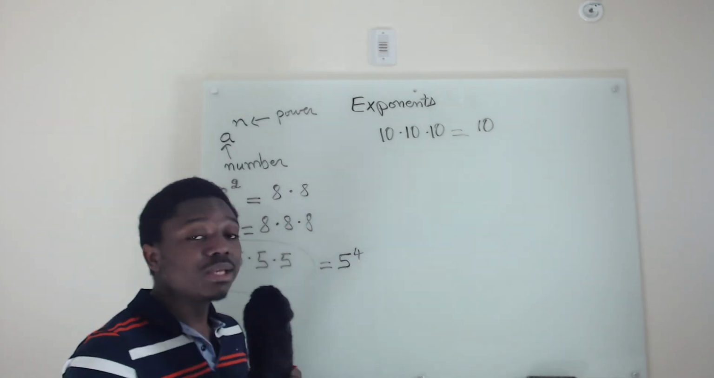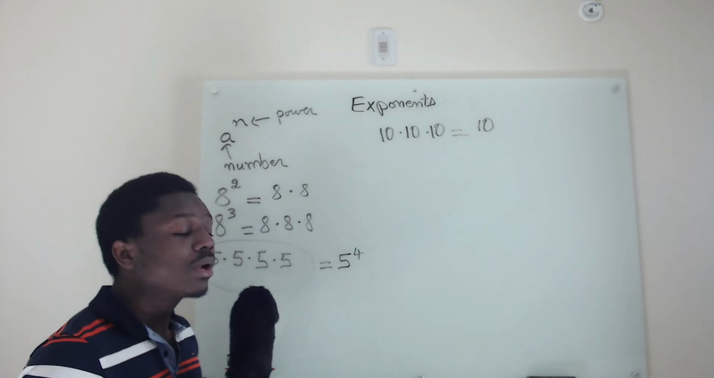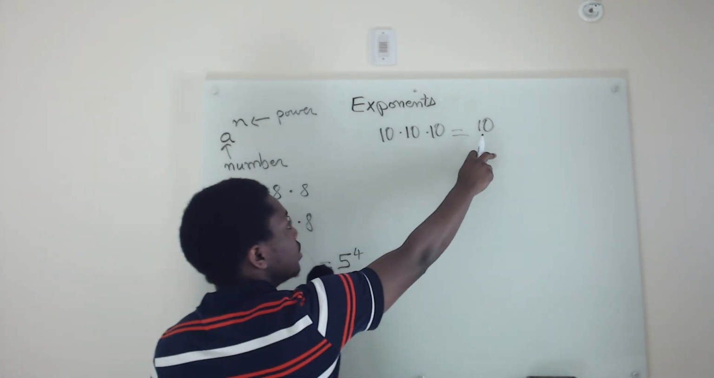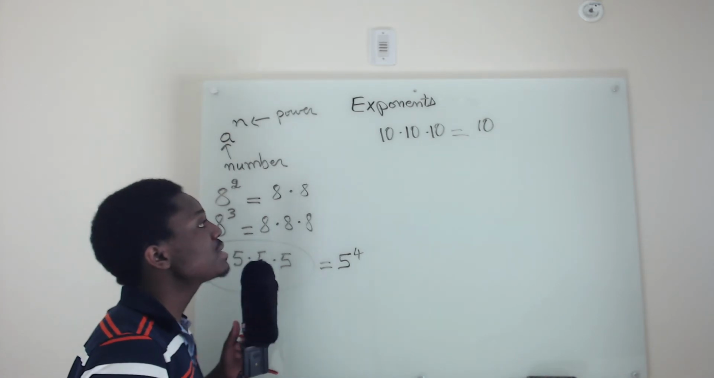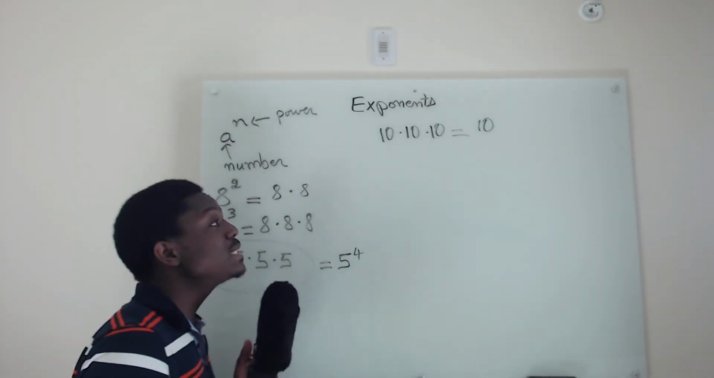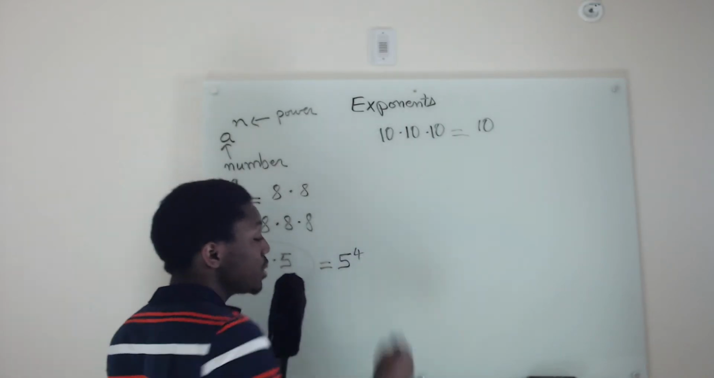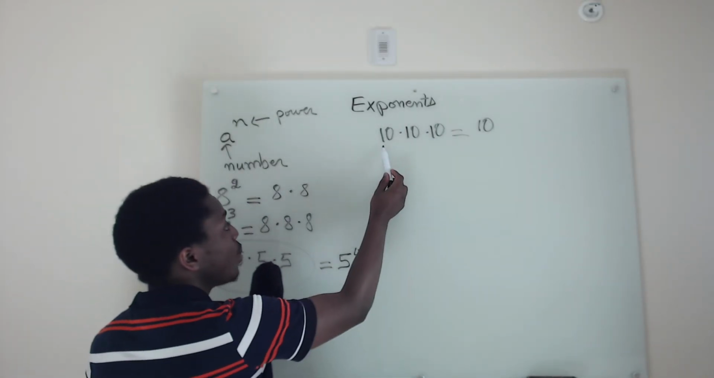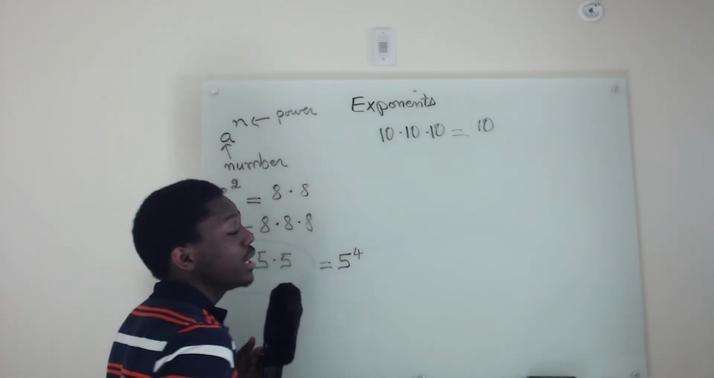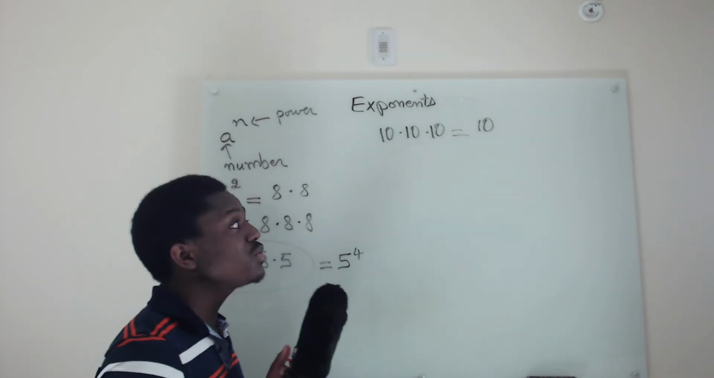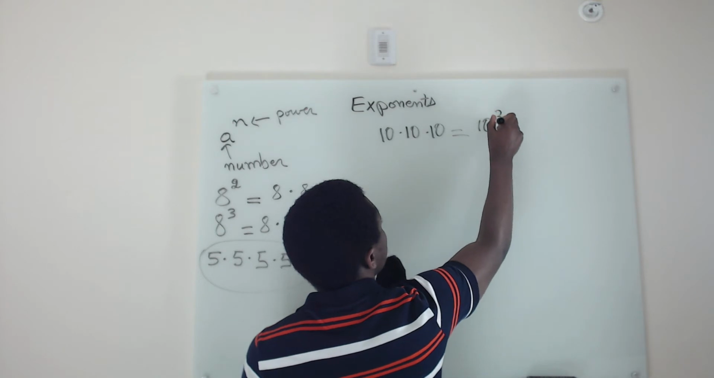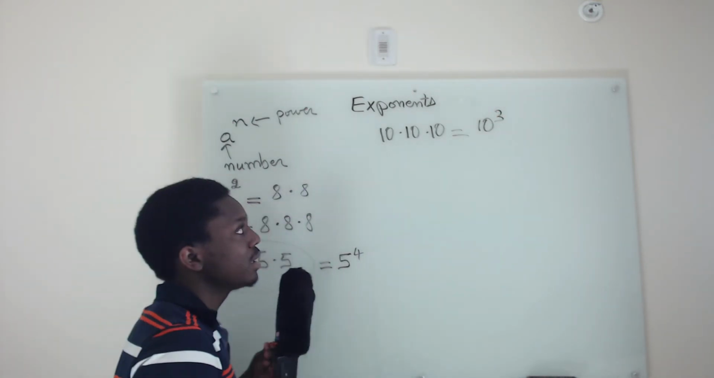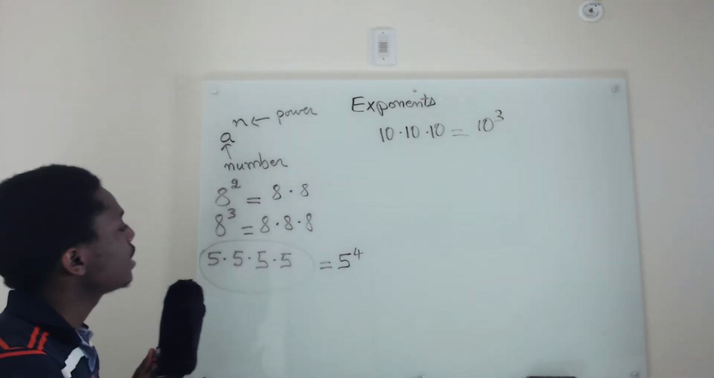Okay. So now what would be the power of the number 10? In order for me to be able to know the power of the number 10, I have to count how many times the number 10 is being used in this expression. So we have 1, 2, 3. So the number 10 is being used 3 times. Therefore, I put here to the power of 3. Okay?